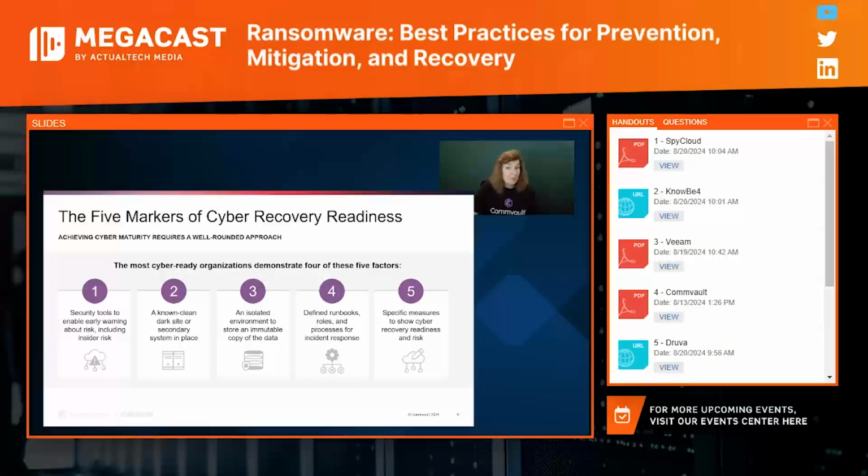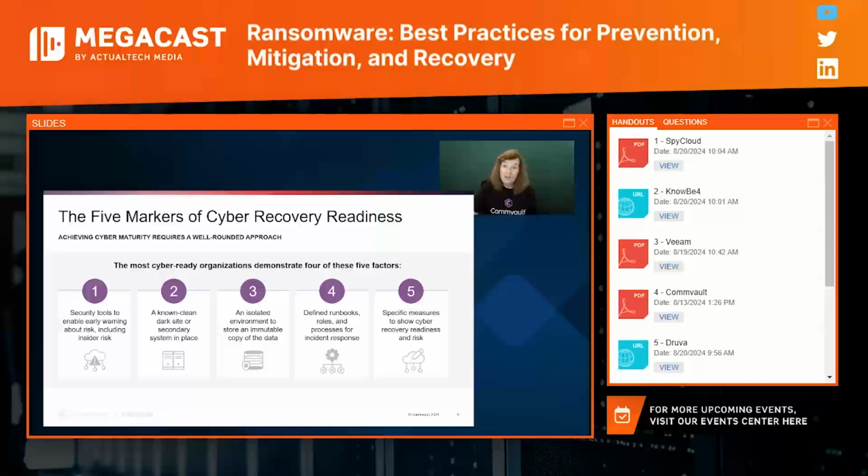Fourth, and this is a crucial capability for a structured and efficient response to cyber incidents, tested runbooks provide step-by-step instructions for handling various types of incidents, reducing confusion and response time. Clearly defined roles and processes ensure that every team member knows their responsibilities, promoting coordinated efforts. This preparedness speeds up recovery and helps maintain operational continuity during and after cyber events.